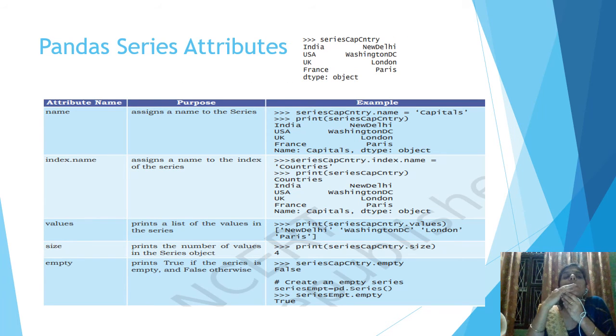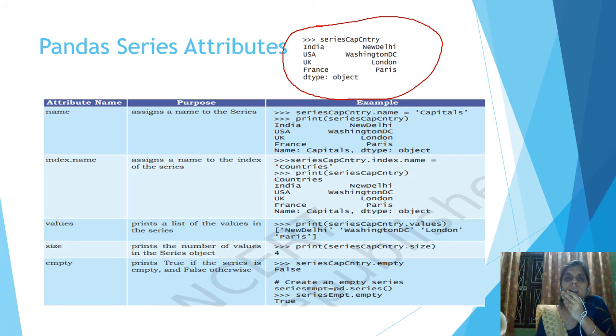So these are the pandas series attributes. Attributes are the properties that we directly apply on a series object and we get some result. Here you can see series cap country is a series object which contains India, USA, UK, France as index. These are the index values, I am marking them with I, and New Delhi, Washington DC, London, Paris is the data for it. I am marking it with capital D.